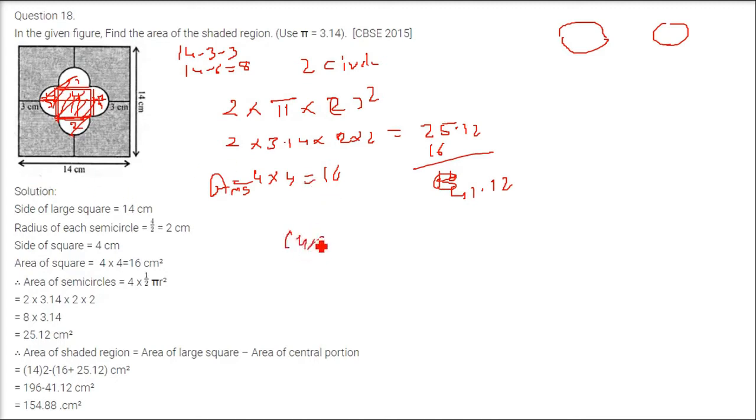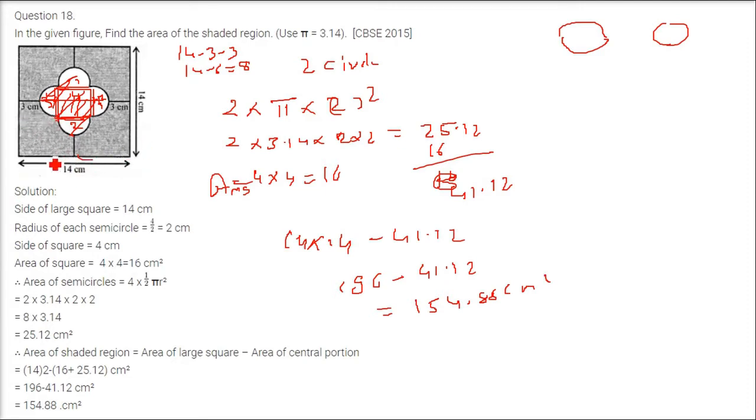Now we have found the area of this whole portion, and we know the area of the outer one, which is 14 into 14. Total area minus this area, 41.12. That is going to be 196 minus 41.12, and this will be 154.88 centimeters square. I hope you got the idea. How did we do it?